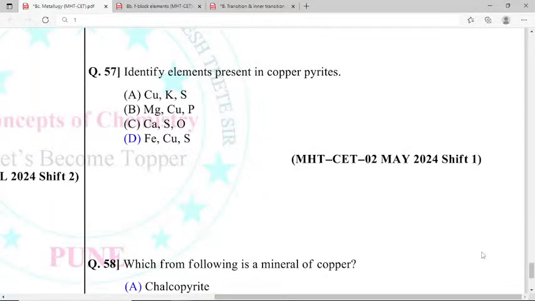Identify the element present in copper pyrite. Copper pyrite, CuFeS2. So it has copper, it has sulfur, it has iron also. Iron, copper, sulfur. Question 2nd May 2024. Okay, get it.